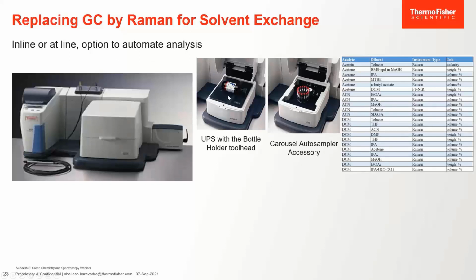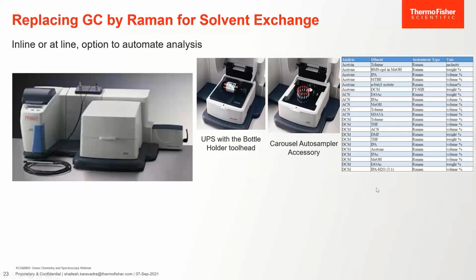There is no sample preparation needed. You can directly measure through the glass vials or bottles, as you can see on the screen here. If you want to use at-line or in-line analysis, there is an option of connecting a fiber optic probe too. And here is an example of many of these solvent exchange tests that are replaced by Raman, which can traditionally be done using GC.